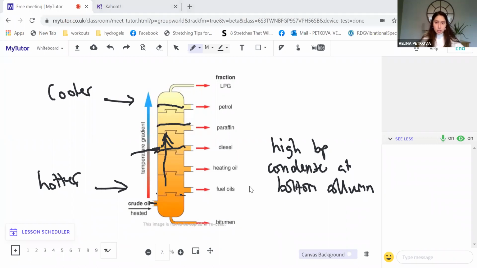Okay, I'll just get rid of the questions. Can we separate gas? Yeah, you can. You can do that also with condensation and distillation.